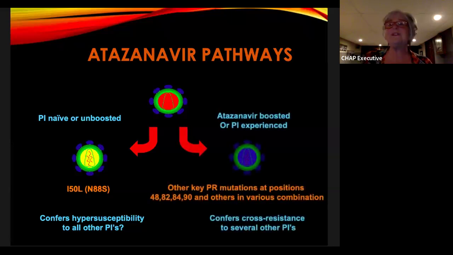However, if you boosted the atazanavir with ritonavir, which we had to do depending on what we combined with it, or if the person was PI experienced, other key protease mutations at positions 48, 82, 84, and 90 are more likely to develop. So with boosted atazanavir, your predictions would be much greater to cause cross resistance to PIs if it was failed in the past versus unboosted atazanavir.